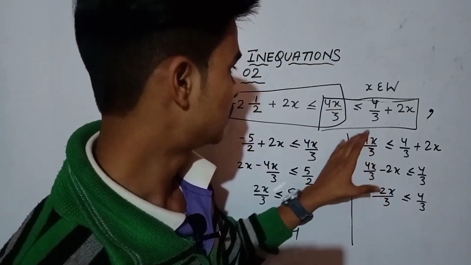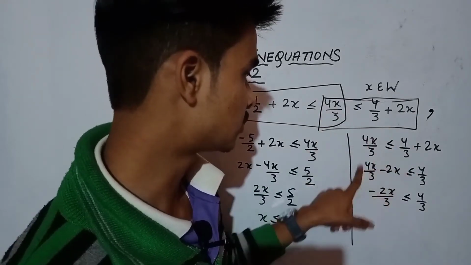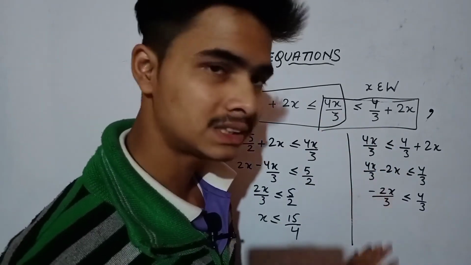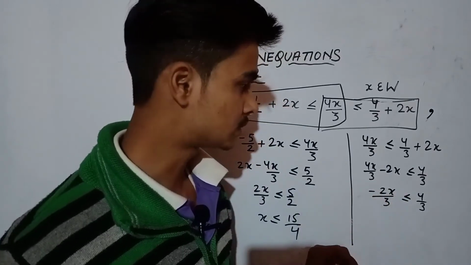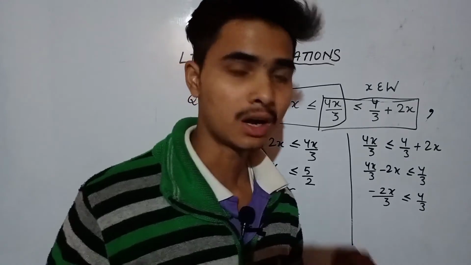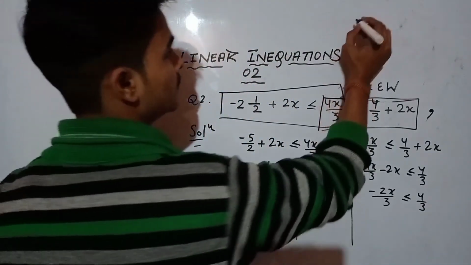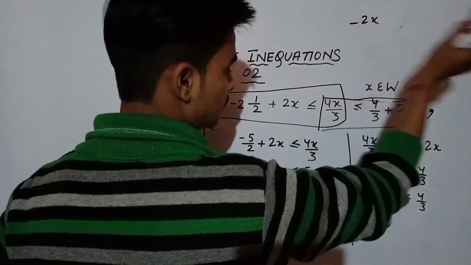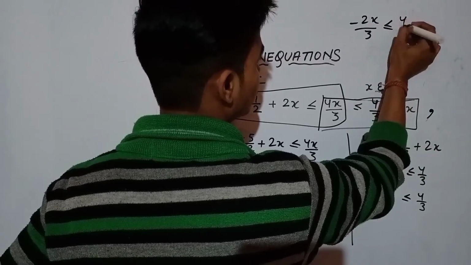So first of all, I transferred this 2x to this side and solved this. So what I got is that minus 2x divided by 3 is less than or equal to 4 by 3. Now see how the remaining will be done. It is a very important question. So minus 2x divided by 3 is less than or equal to 4 upon 3.